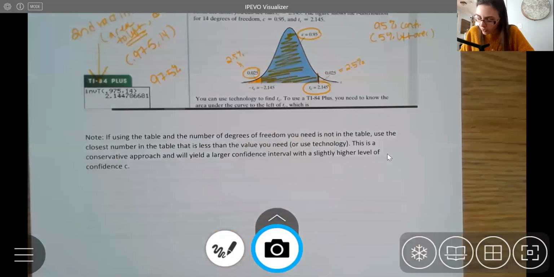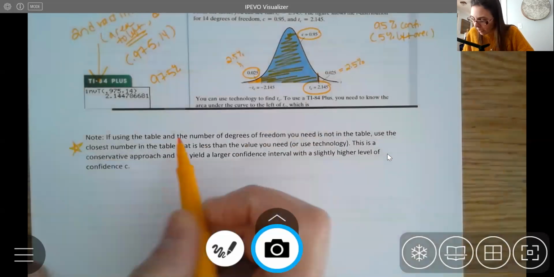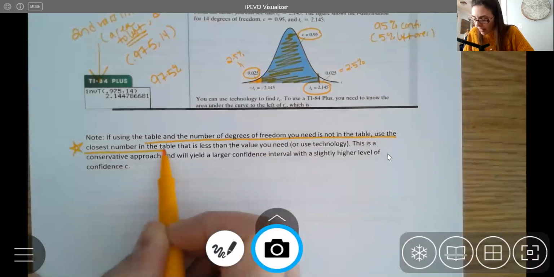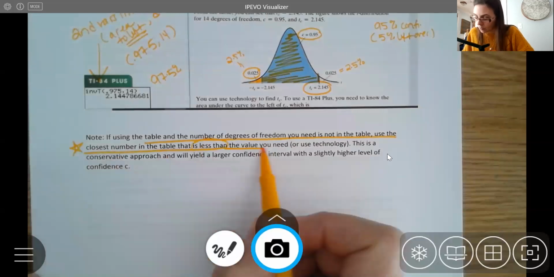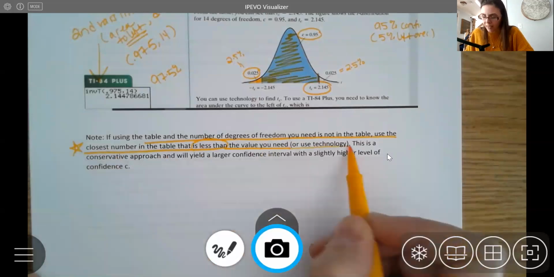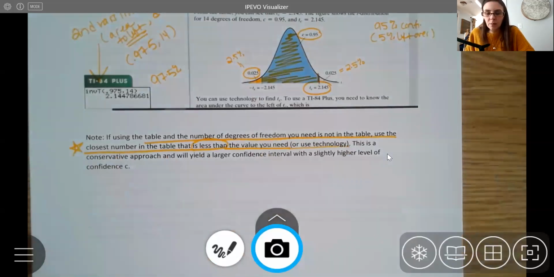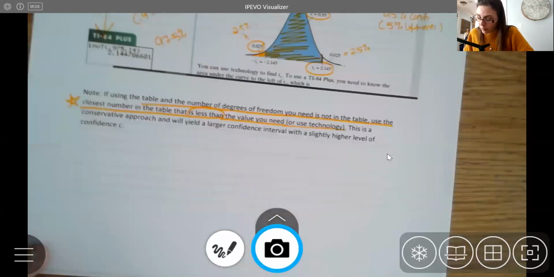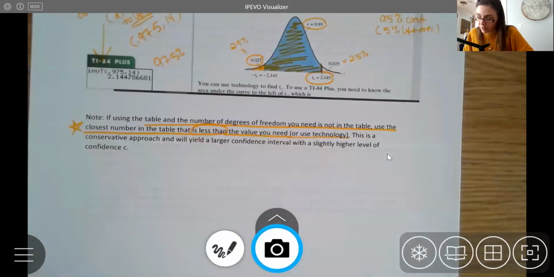Okay. One quick note here: if you're using the table and the number of degrees of freedom you need is not in the table, use the closest number in the table that is less than the value you need, or use technology. Again, that table doesn't contain every single value. So to err on the side of caution, use the closest number that is less than it. This is the conservative approach. It will yield a larger confidence interval with a slightly higher level of confidence. So your interval will be slightly wider, but it's better to be more confident than less confident in this case.